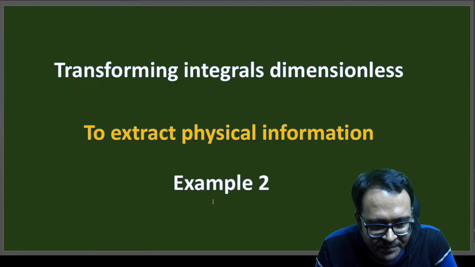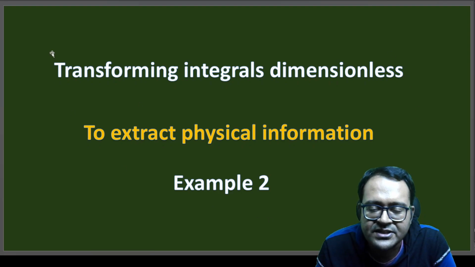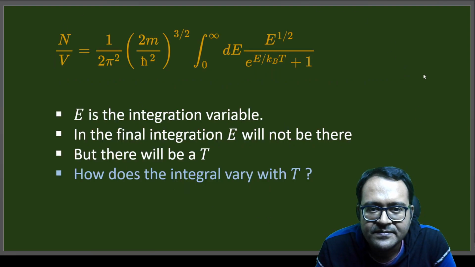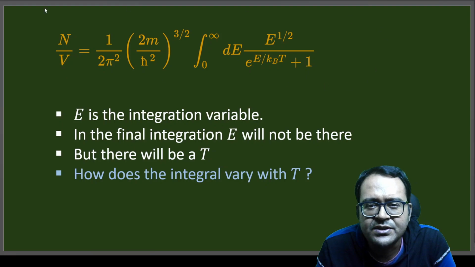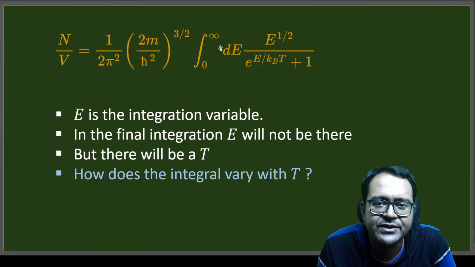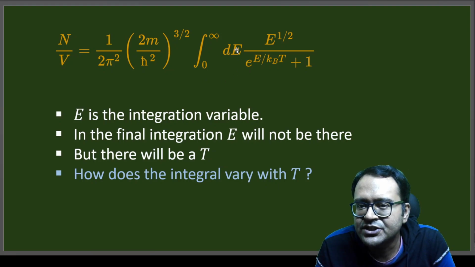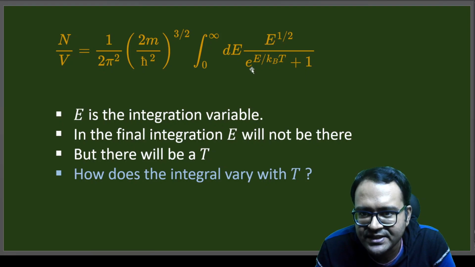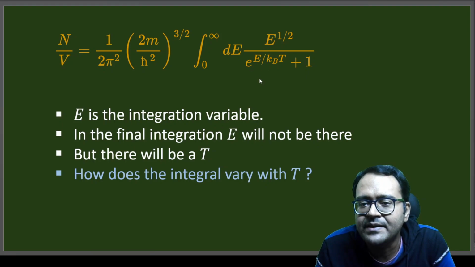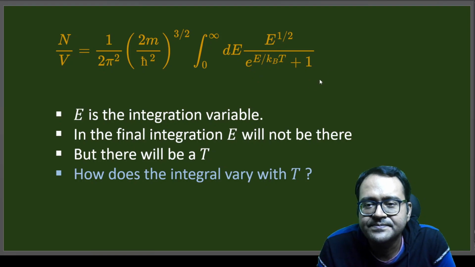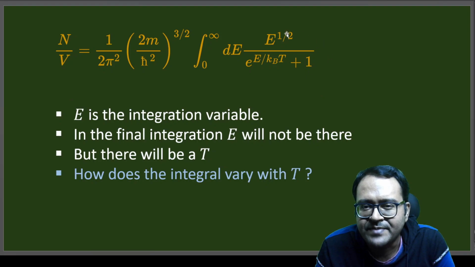There will be another example. This is from statistical mechanics. Say sometimes we need to perform Sommerfeld integrals like this. N by V is 1 by 2 pi square into 2m by h bar square to the power 3 by 2, integral from 0 to infinity dE, E to the power half, over exponential of E by kBT plus 1. So capital E is the integration variable here.